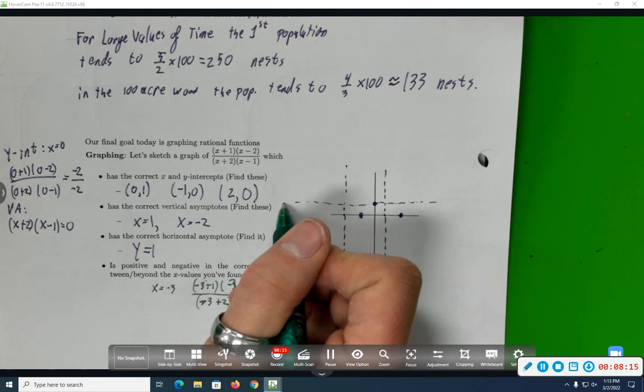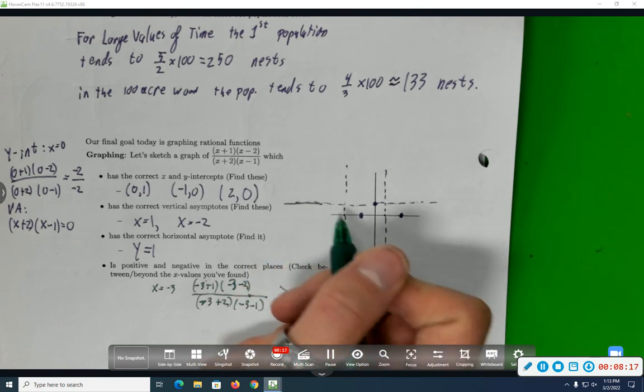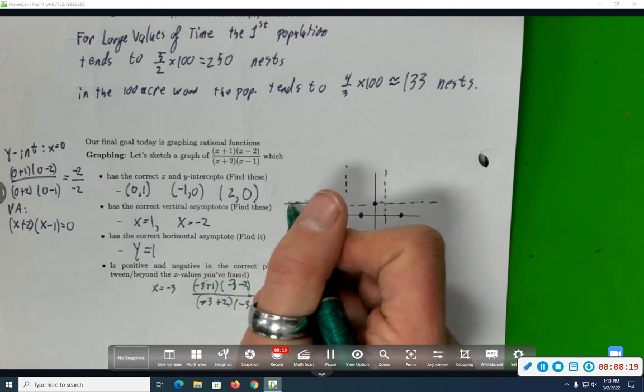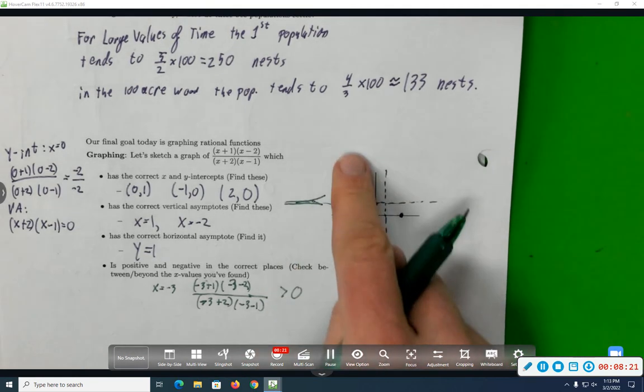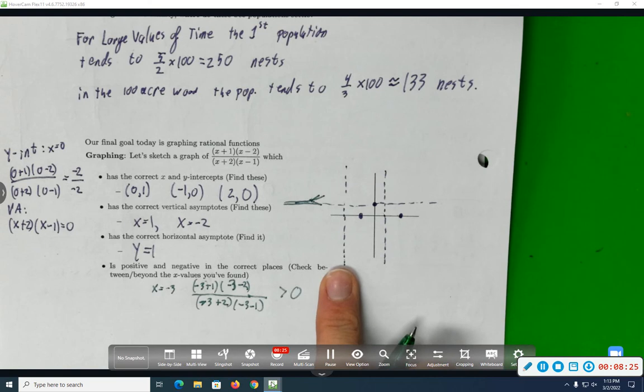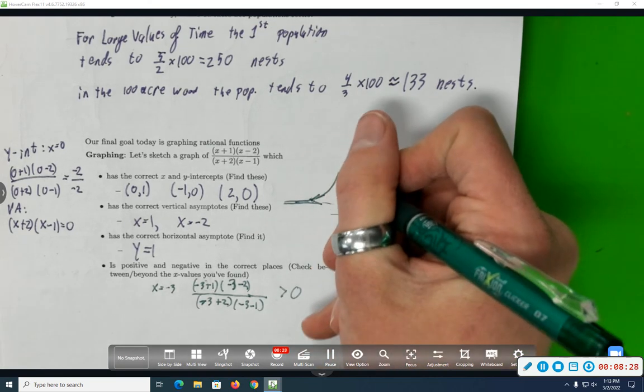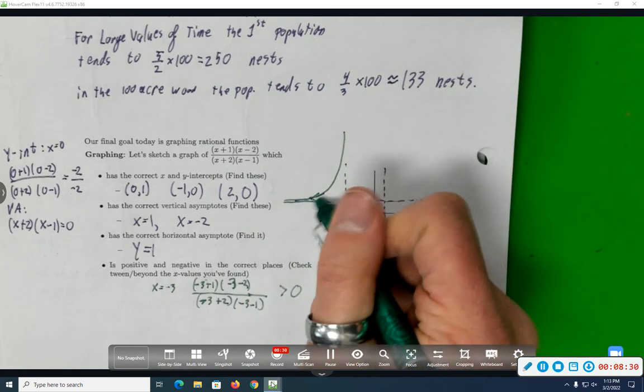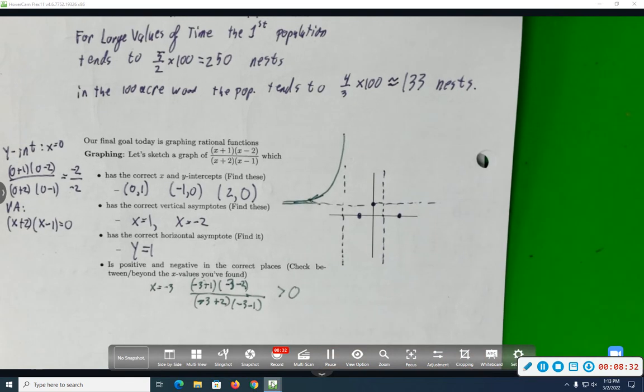So here's the payoff. I'm close to that horizontal asymptote. So I'm positive, and I need to get to this vertical asymptote. Can't go to negative infinity because I would have to be negative to get there. I have to go to positive infinity. Cool. So far, so good?